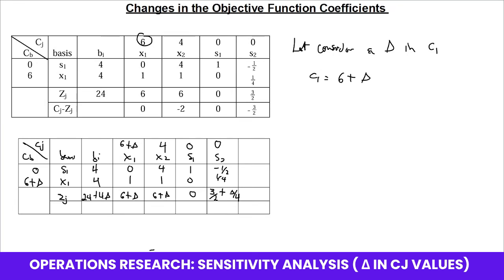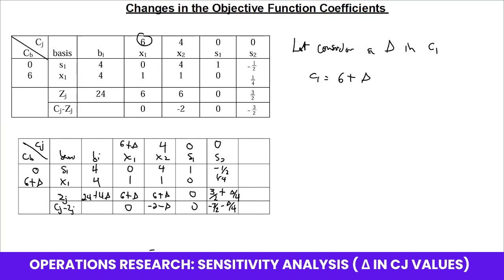Alright, so let's calculate our cj minus zj values. So 6 plus delta minus 6 plus delta, that one is going to give us 0. And then 4 minus 6 plus delta, that's going to give us 4 minus 6, so minus 2 minus delta. And then this one is going to give us 0. And then this one is going to give us minus 3 on 2 minus delta on 4.